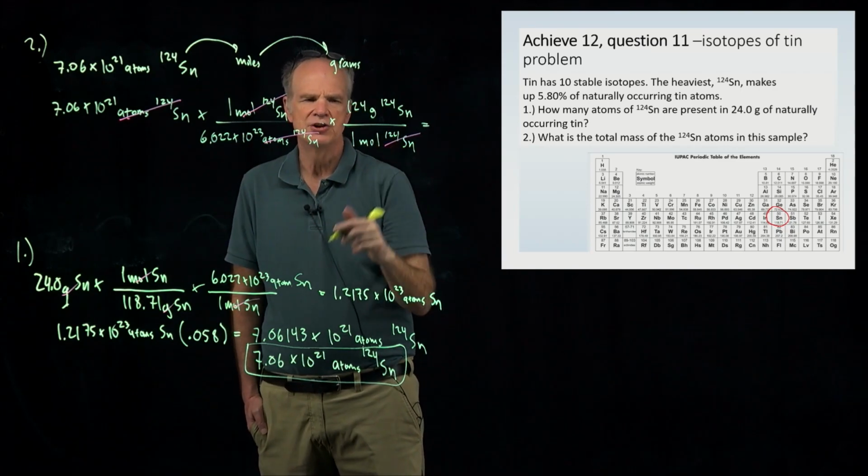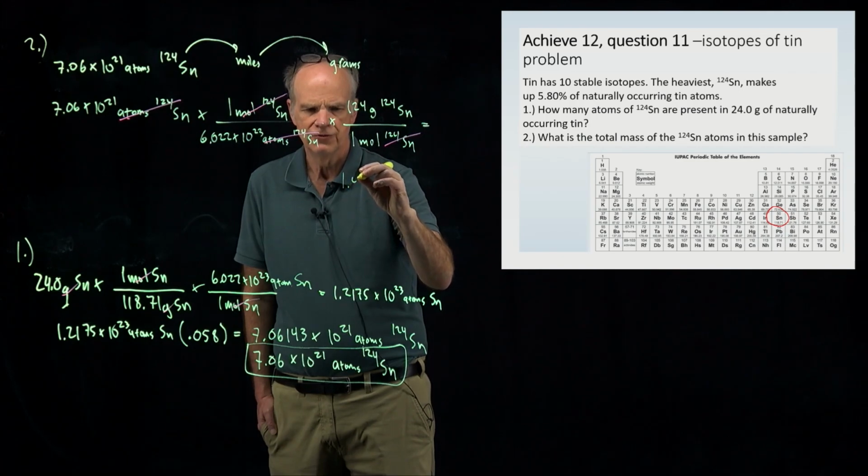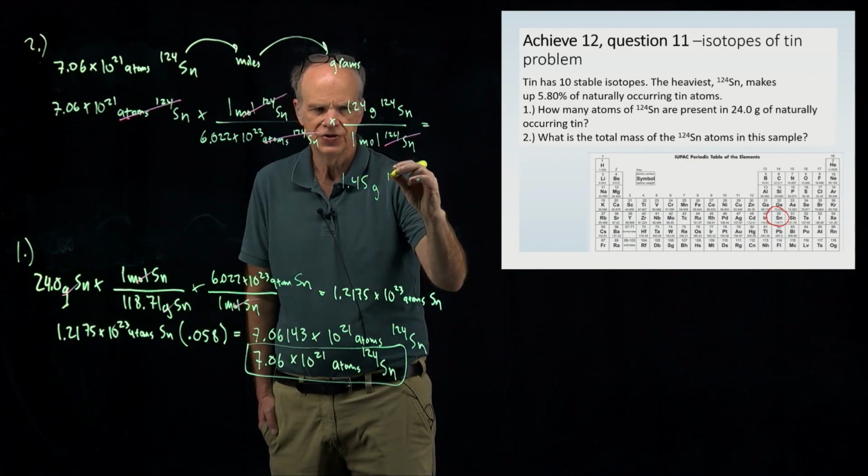If you do the math and round to the correct number of significant figures, what I got was 1.45 grams of this 124 tin isotope.